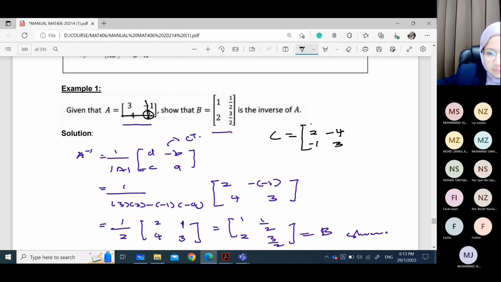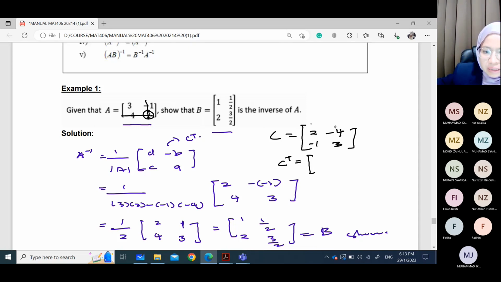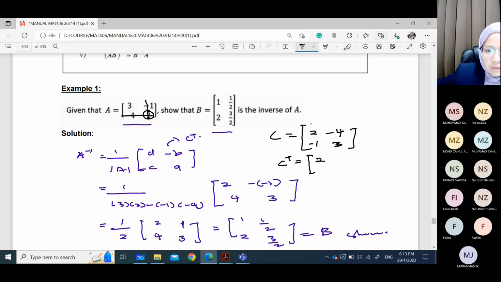So we have 3. Alright, so therefore C transpose it is equivalent. So transpose yang apa tu? Yang row akan jadi column, yang column akan jadi row. So here we have negative 2, negative 4. Ada negative 4 kat situ.